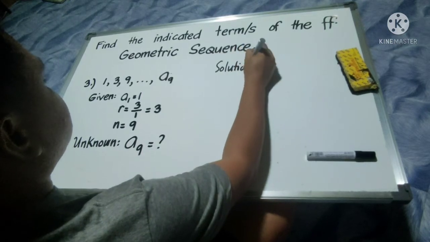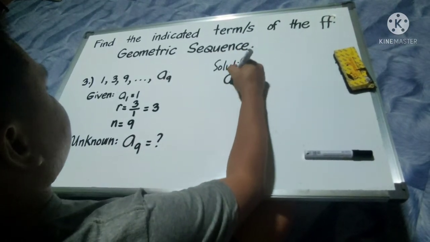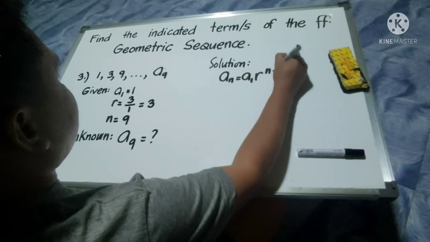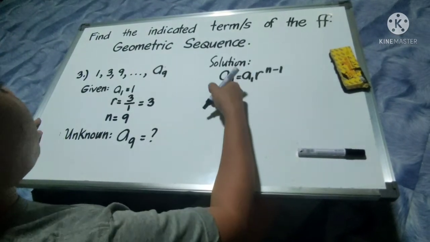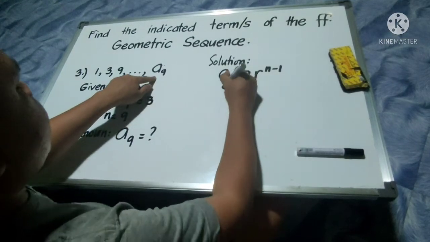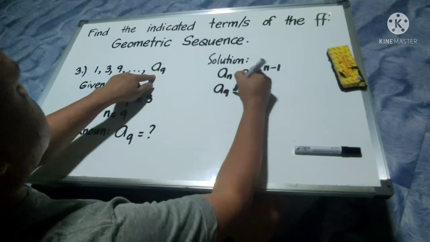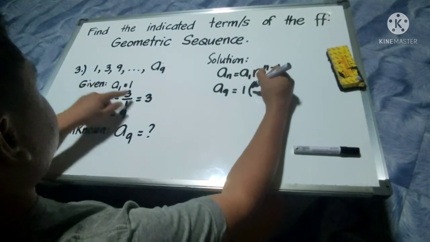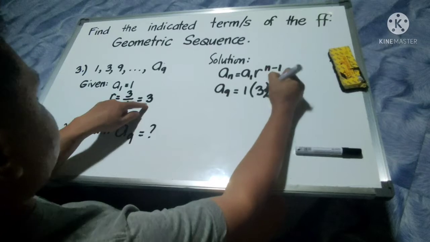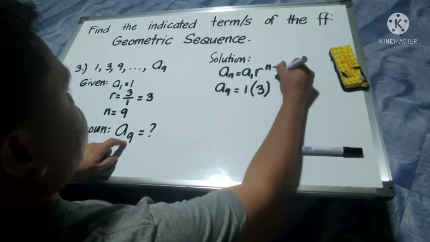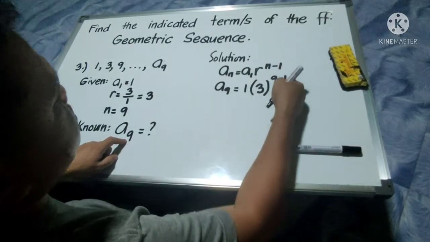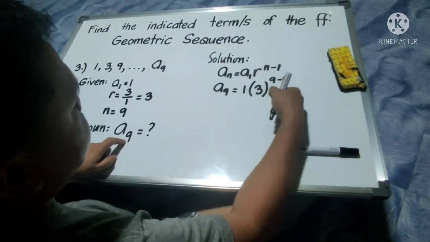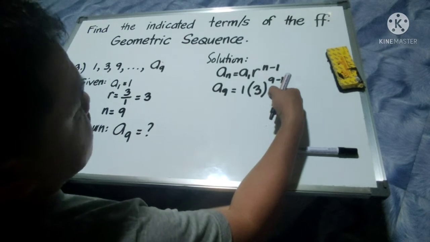So again, in our solution, you always start with the formula. A sub n is equal to a sub 1 r to the exponent of n minus 1. Then substitute. Our a sub n will be replaced by a sub 9. It is equal to a sub 1, our a sub 1 is 1, times r, which is 3, raised to the exponent of 9 minus 1. So it should be written as an exponent. Do not write 9 minus 1 beside 3 because it would give us a different meaning.